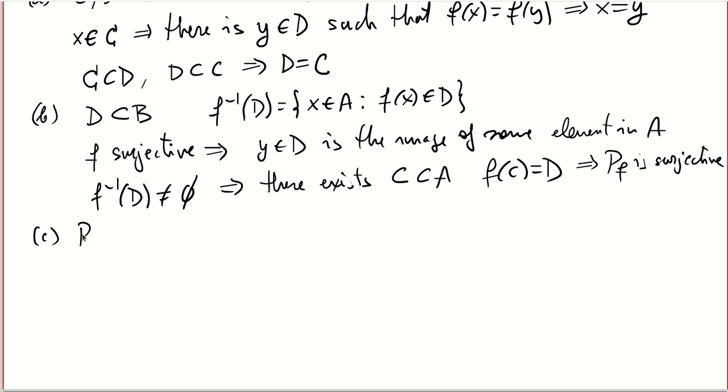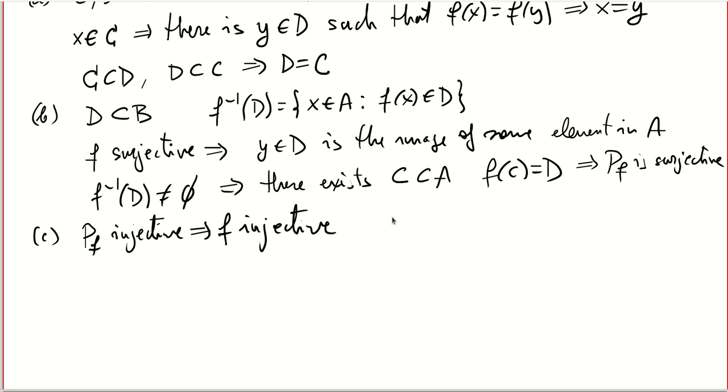We're going to prove that, sorry, no, the other way around. We're going to prove that if PF is injective, then F is injective. That's what we want to prove. That's the converse of the first proposition.